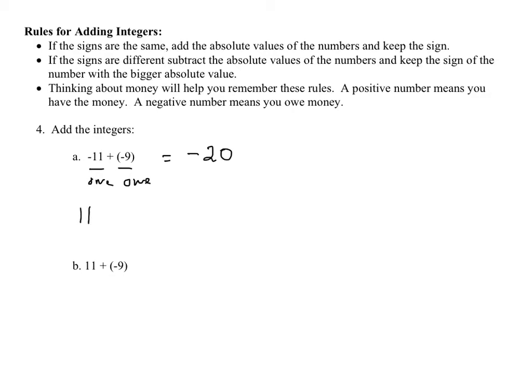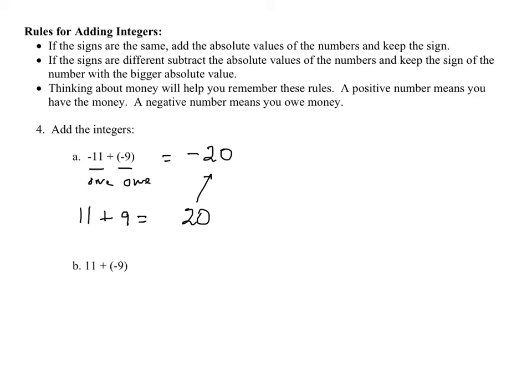The absolute value of negative 11 is 11. The absolute value of negative 9 is 9. I add those numbers up, and I'm going to keep the sign of the numbers, which I did. I kept it negative 20.